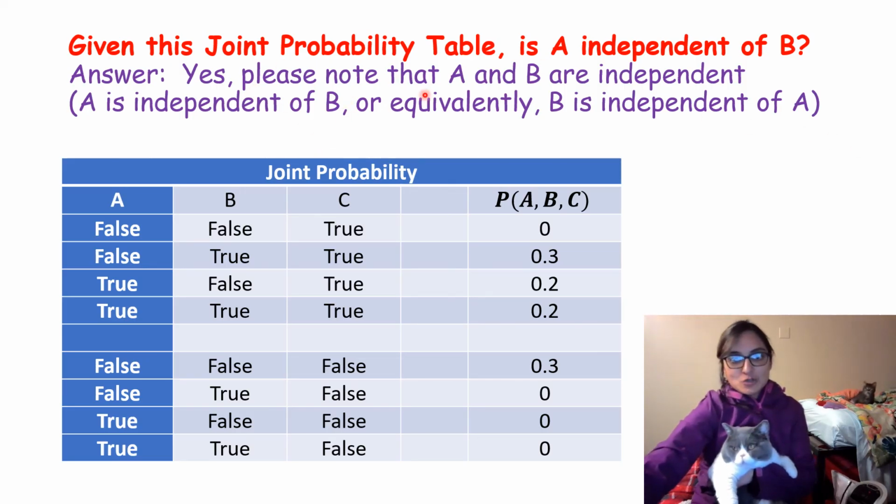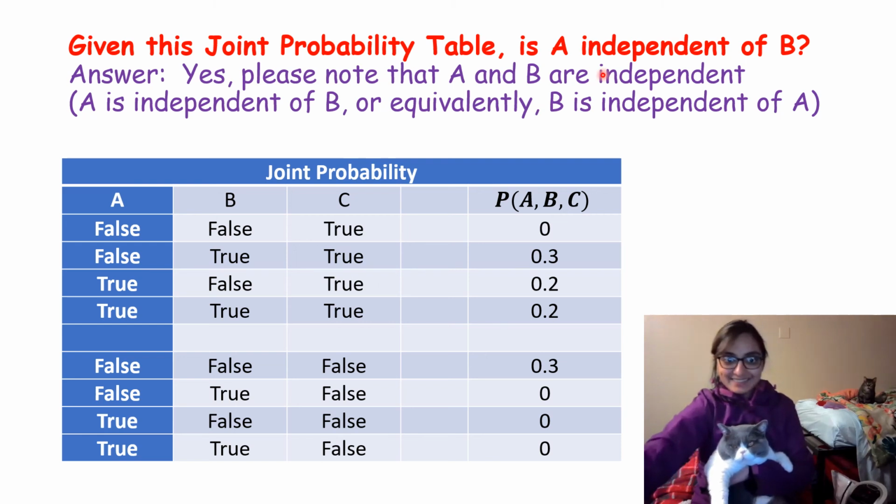So if we're given this joint probability table, as in this example here, and we're asked, is A independent of B? The answer is yes. Please note that A and B are independent. A is independent of B, or equivalently, B is independent of A. So that's how you do this analysis of looking for independence between random variables.